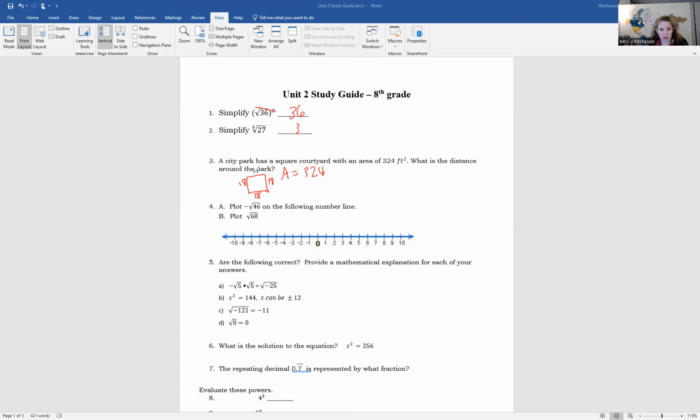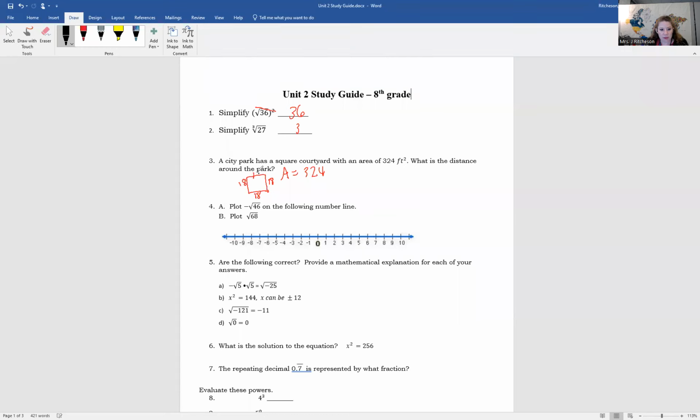All four sides. So we're looking for perimeter. We are going to multiply 18 times 4. And what is that? 18 times 4 is 72 feet.